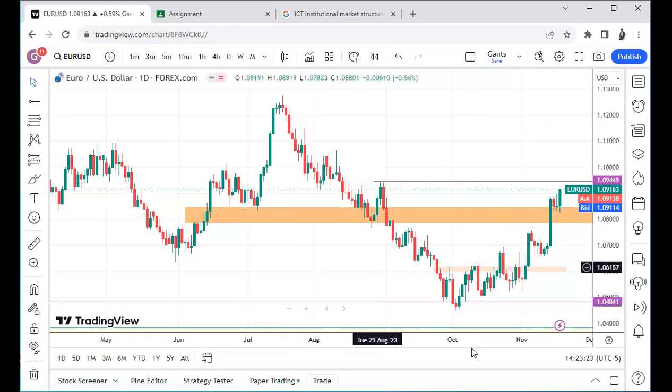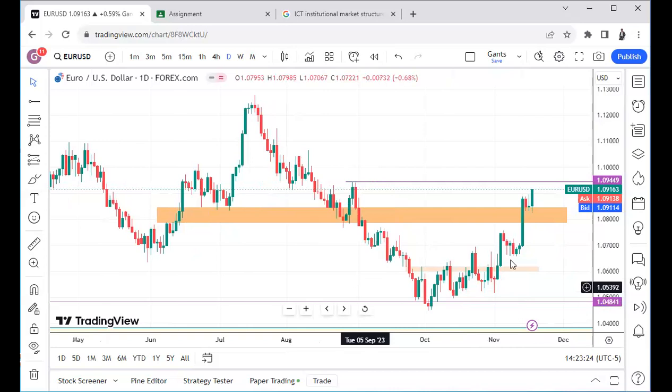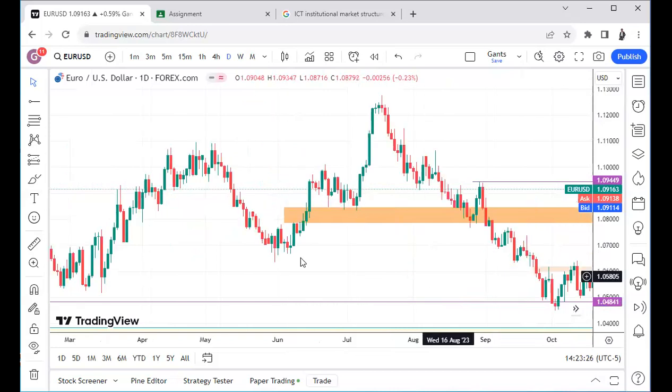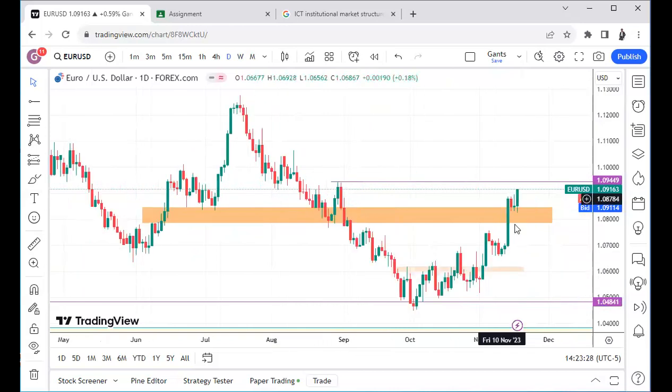I didn't want it to close above it on daily basis, but in fact it did. You can see Tuesday CPI took it higher, closed above this inefficiency on weekly time frame. So it then consolidated and then we are seeing a move higher. So this high is what I'm looking at.